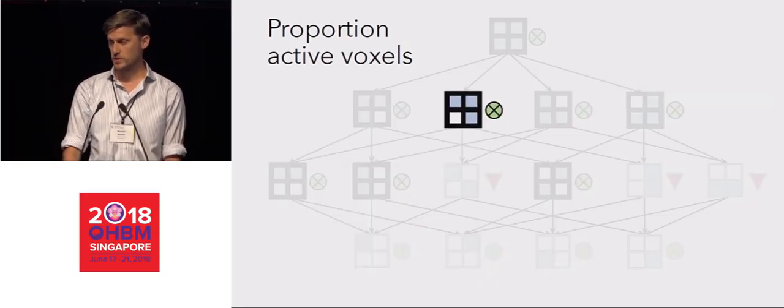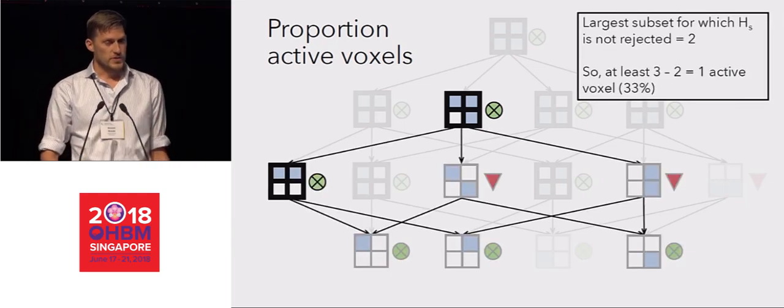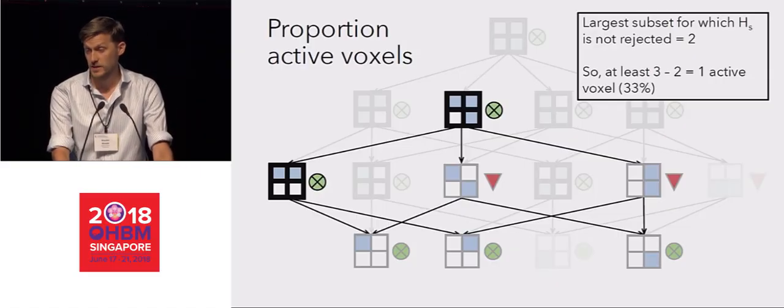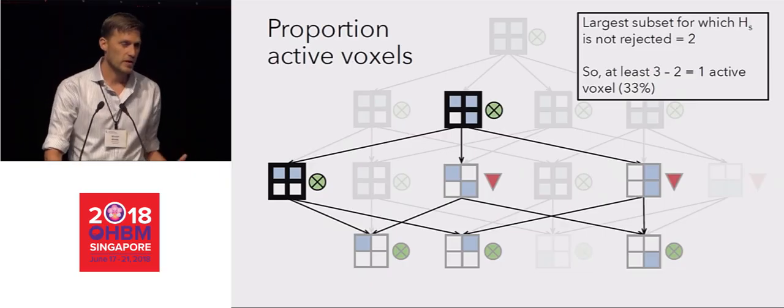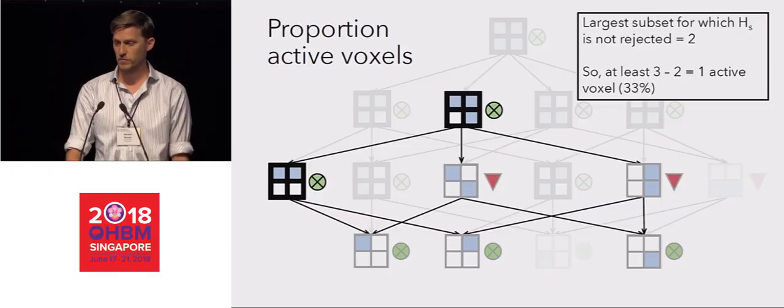We can do that for another subset as well, and there we can see that if we look at the subsets, the largest subset for which the HS is not rejected is in this case 2, because we have 2 subsets with 2 voxels in them which have not been rejected by the closed testing procedure. So our lower bound estimate of the number of active voxels in this subset is 1 voxel.